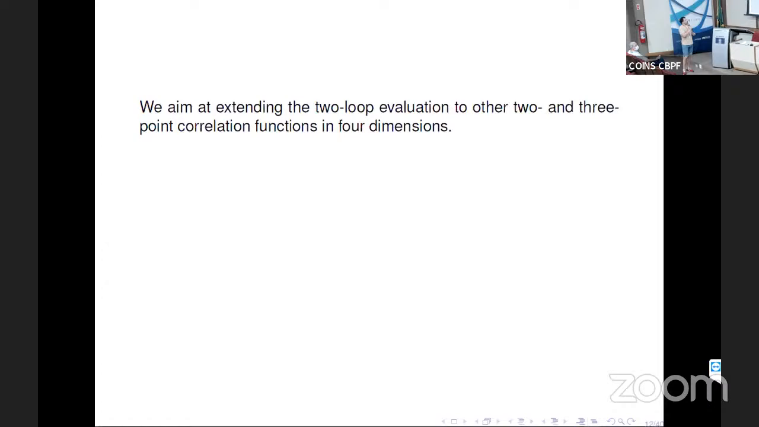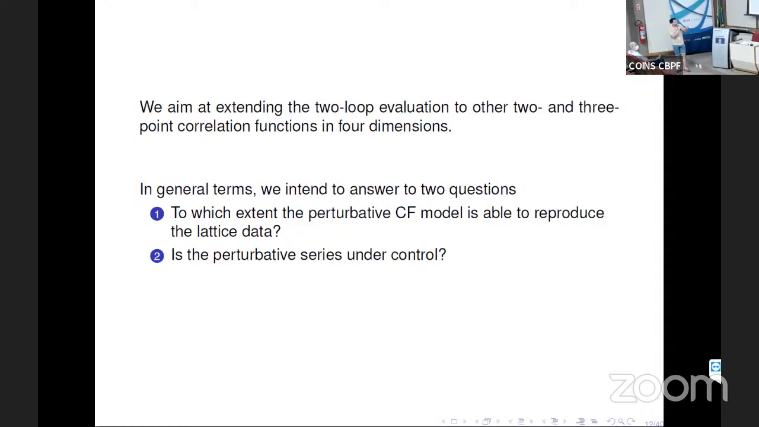So the idea of the results I will present today is to extend the two-loop evaluation to other 2 and 3 point correlation functions in 4 dimensions. In general terms, we intend to answer these 2 questions. In the first place, to which extent is the perturbative Curci-Ferrari model able to reproduce the lattice data? And moreover, is the perturbative series we are using under control, right?